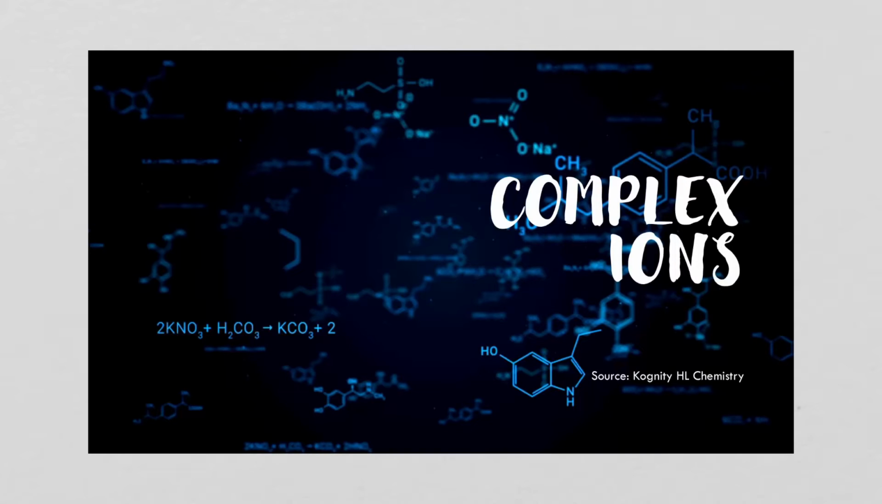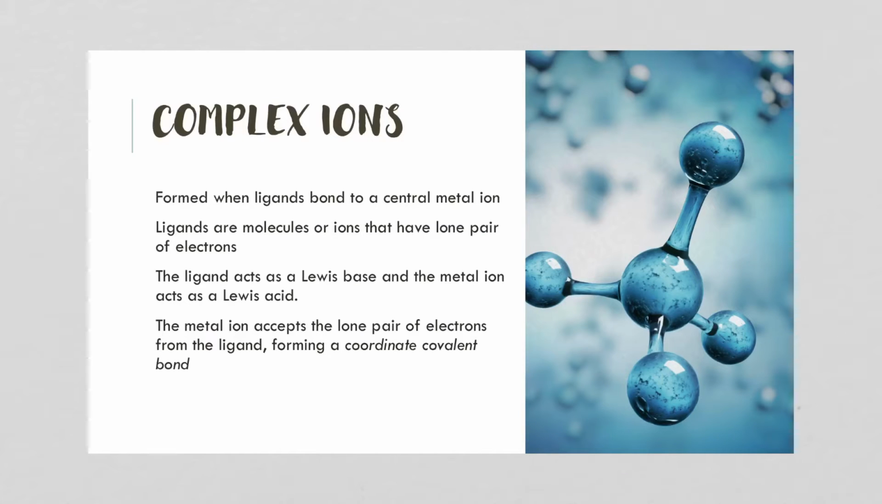In this video lesson, we're going to explore complex ions. Complex ions are formed when ligands bond with a central metal ion. Ligands are molecules or ions that have one or more lone pairs of electrons. The ligand will act as a Lewis base, and the metal ion will act as a Lewis acid. The metal ion will accept the lone pairs of electrons from the ligand, which will form a coordinate covalent bond.